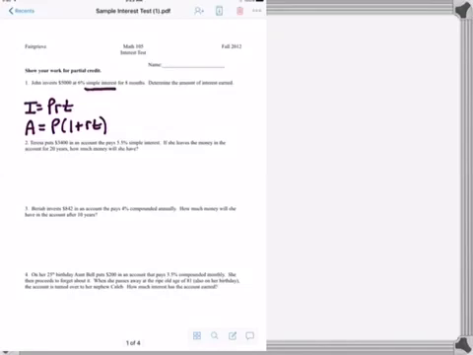So in this problem, it says determine the amount of interest earned. Because we want interest, we use that formula. Now the other thing you have to be concerned with in simple interest problems particularly is the time period. Is the time period a year, or is it something less? And in this case, it's 8 months.